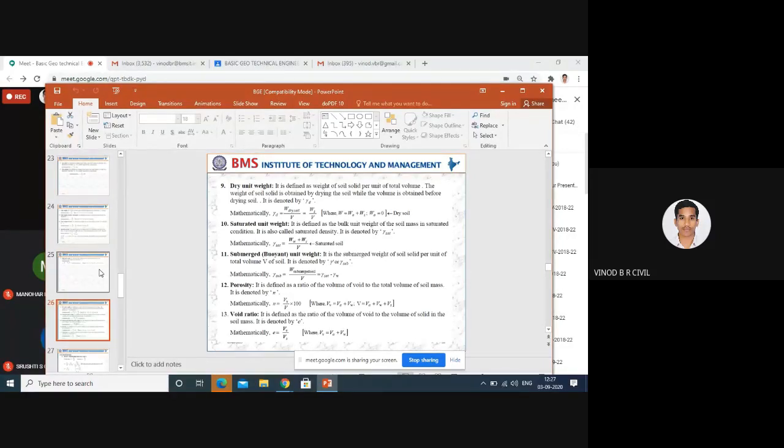Submerged unit weight, the best example is the lake soil, weight of subgrade soil divided by volume, that is the unit weight of submerged soil. Porosity, it is denoted by small n, that is the volume of voids divided by total volume into 100.